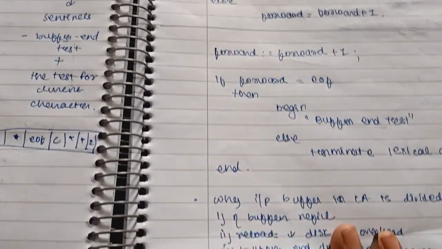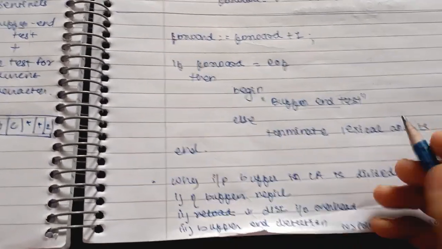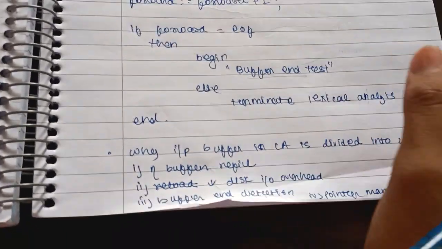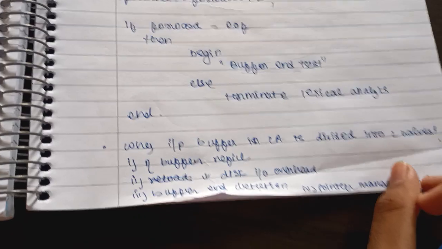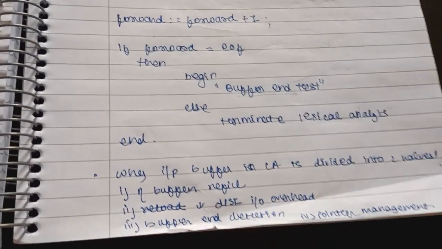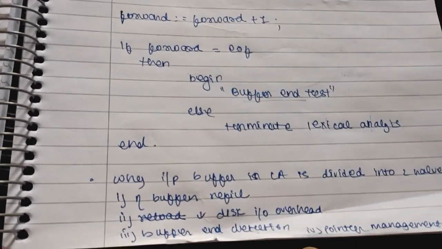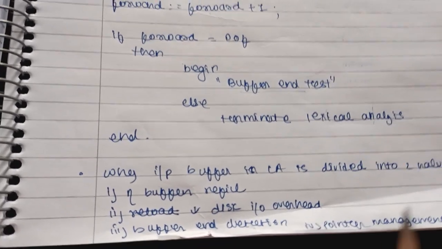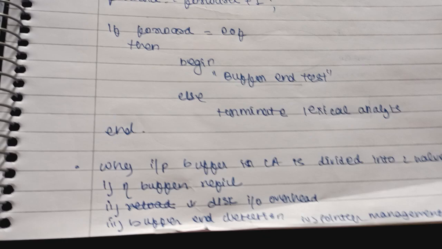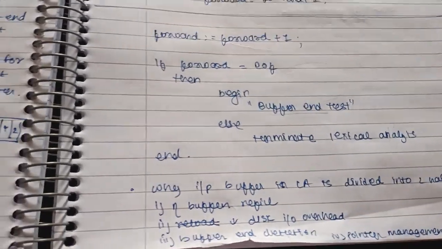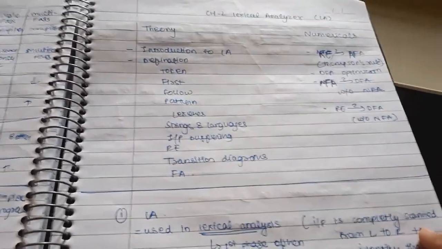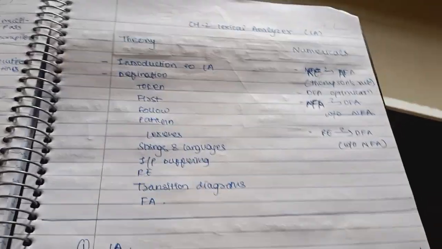Now, why is the input buffer in a lexical analyzer divided into two halves? Why do we divide it into the first half and the second half? See, because we get efficient buffer refill, the disk input output overhead is reduced, we get proper buffer end detection, and pointer management is done effectively. So with this, we wrap up the essential terminologies for lexical analysis.